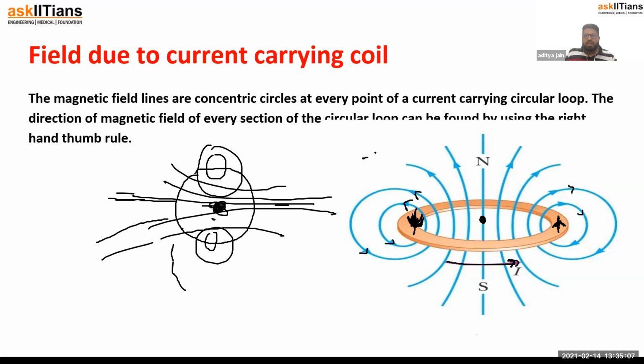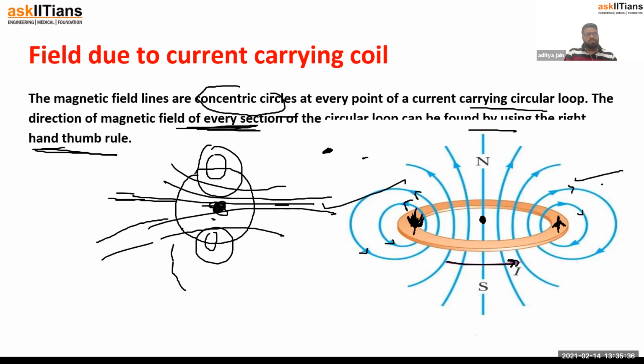So the field due to current carrying coil is given here. Magnetic field lines are concentric circles at every point of a current carrying circular loop. The direction of magnetic field at every section of the circular loop can be found by using the right hand thumb rule. That's what I was saying. At every section means at every small element, the direction of the magnetic field due to the coil can be found out by right hand thumb rule by considering a straight conductor of very finite length at any point, that we have discussed at these two corners. So I think this is clear.